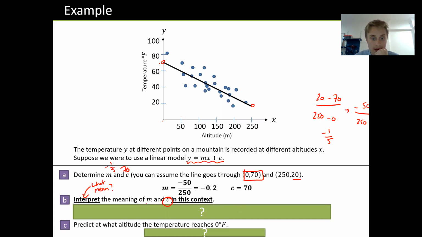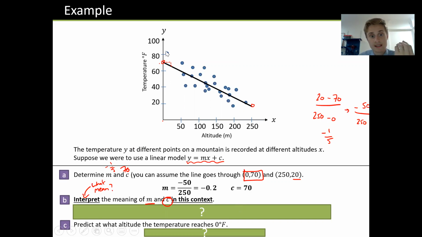M, what does M tell you? Well, M is like a rate. So the definition of gradient is what happens as you increase the independent variable, which is x, by 1. So if you increase the altitude by 1 meter, what happens to the temperature? That's what gradient tells you. So I would write that down exactly as we just said there.